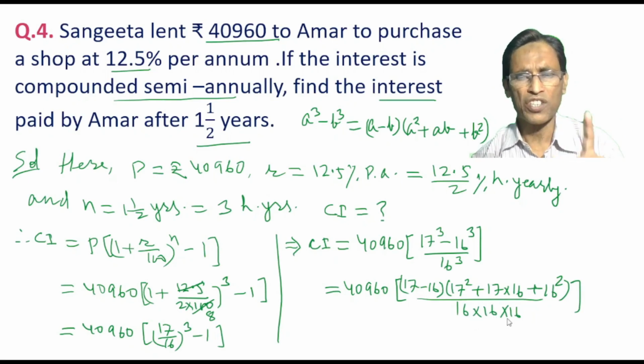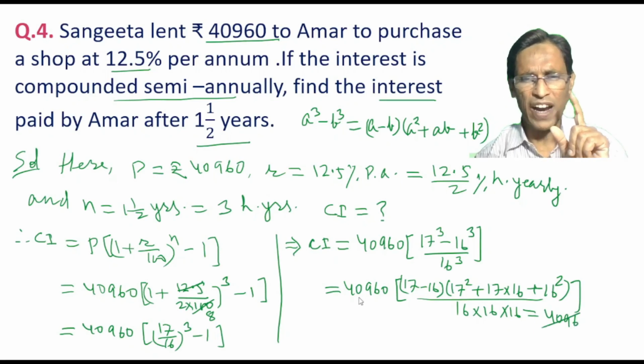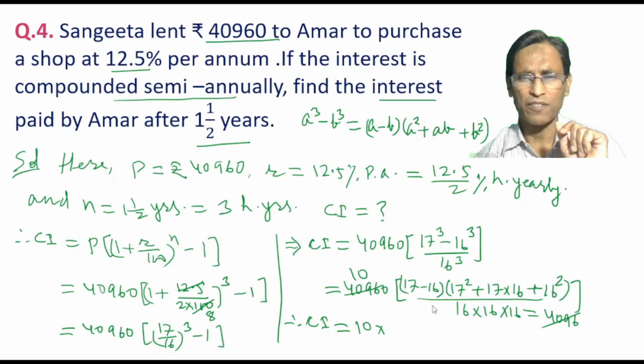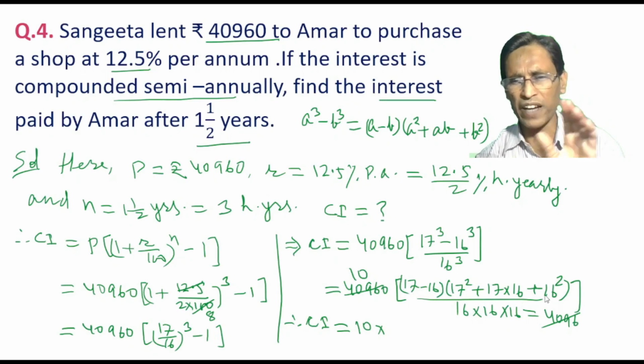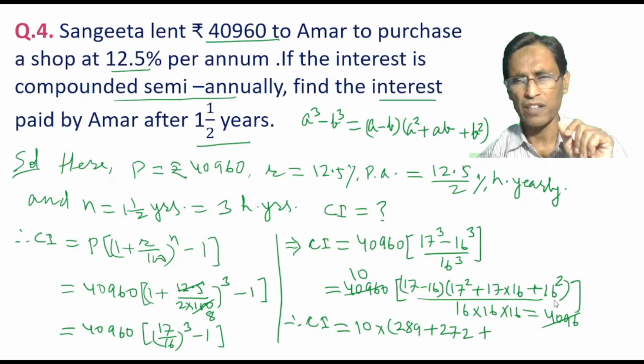Now 16 into 16 into 16 gives the product 4096, and so 4096 can divide 40,960 in 10 times. Therefore, we get the value of CI as 10 into the terms under bracket. 17 minus 16 is 1. 1 is not mentioned. Then after the number under this bracket, 17 square means 289. 17 into 16 gives 272, and 16 square means 256.